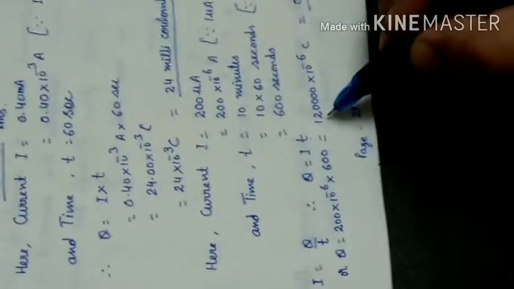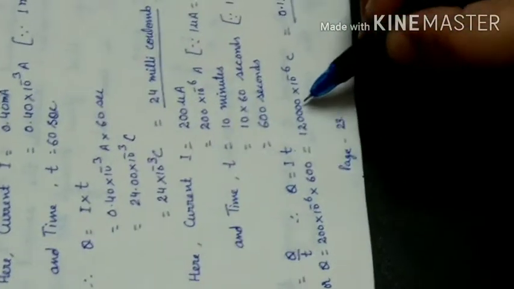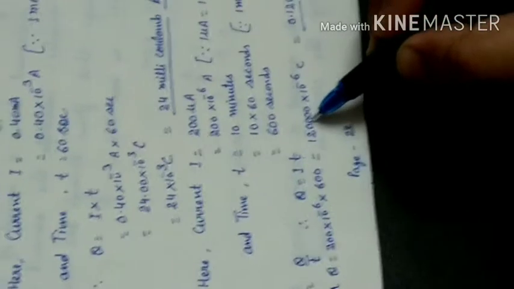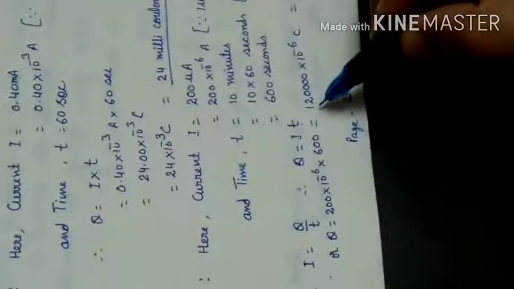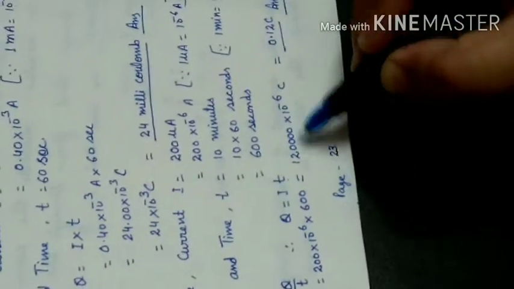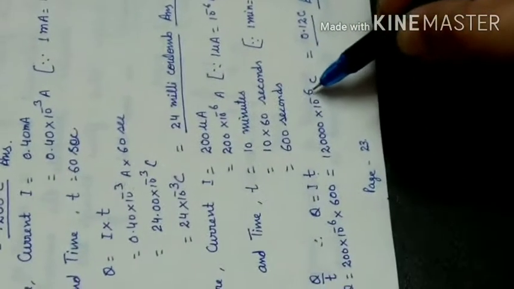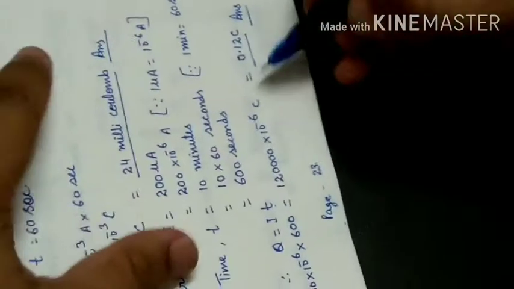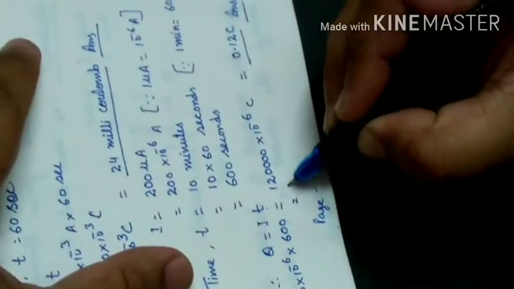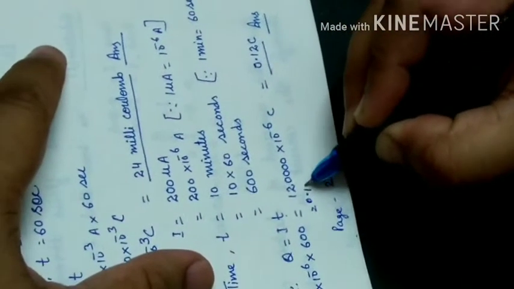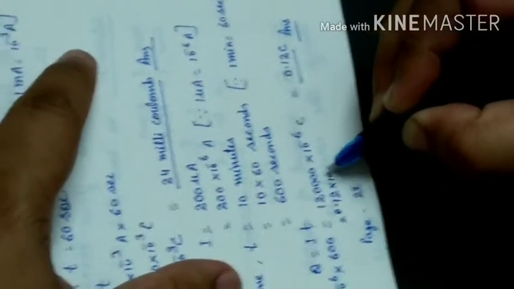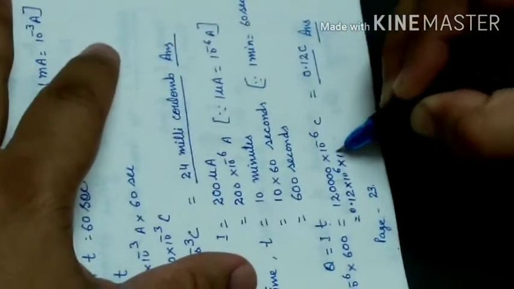600 into 200 gives you 12,000 into 10 power minus 6. 12,000 may be written as 0.12 into 10 power plus 6, into 10 power minus 6. So 10 power minus 6 and 10 power plus 6 cancel each other.